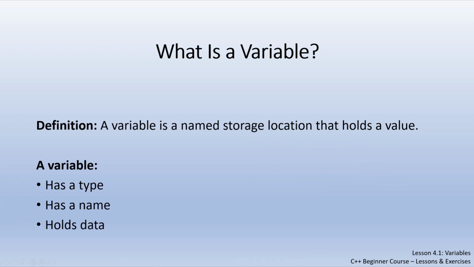So what exactly is a variable? A variable is simply a named storage location that holds a value. You can think of it like a label box where you store information. Every variable has a type, a name, and a value. Variables allow your program to remember information and use it later.